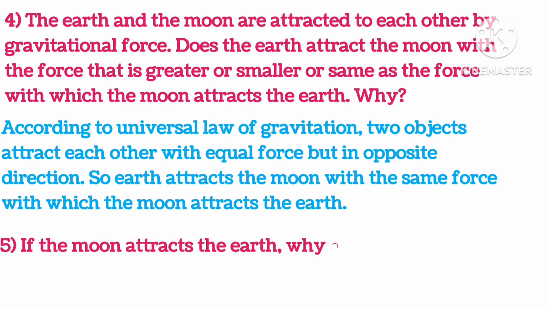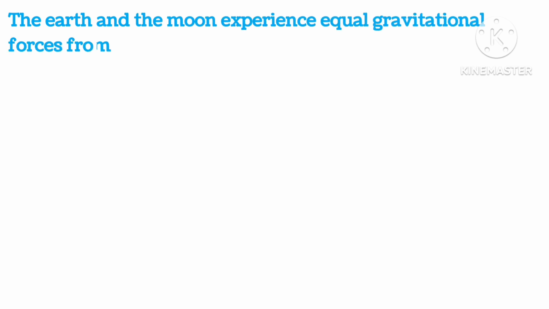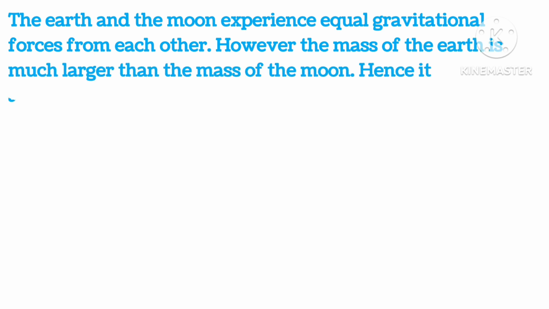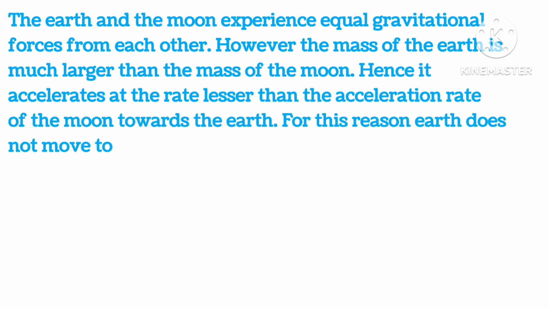If the Moon attracts the Earth, why does the Earth not move towards the Moon? The Earth and the Moon experience equal gravitational forces from each other. However, the mass of Earth is much larger than the mass of the Moon. Hence, it accelerates at a rate lesser than the acceleration of the Moon towards the Earth. For this reason, Earth does not move towards the Moon.